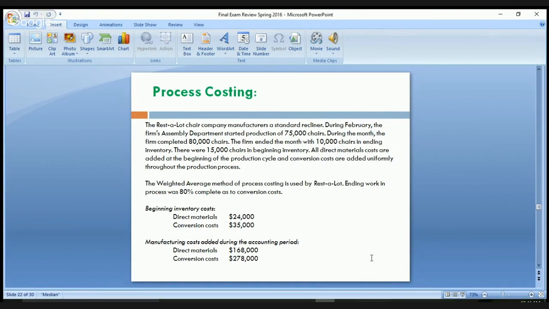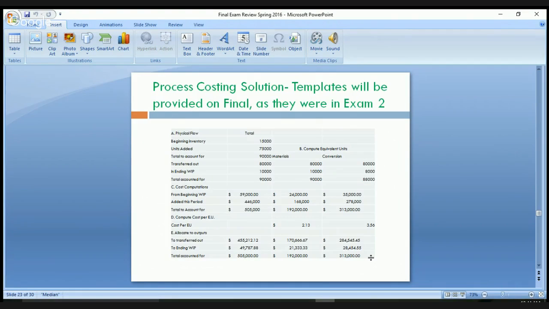We have process costing. Process costing is dealing with a process. So in this case, we're going to deal with a chair. We have 15,000 units that were in our beginning inventory. We added 75,000. We completed 80,000, so we have 10,000 left. Our beginning inventory was 24 for materials and 35 for conversion costs. For materials, we added 168. In conversion costs, we added 278. So this is going to be a very good chart to remember how to do.